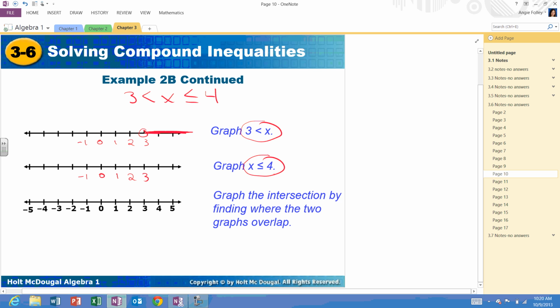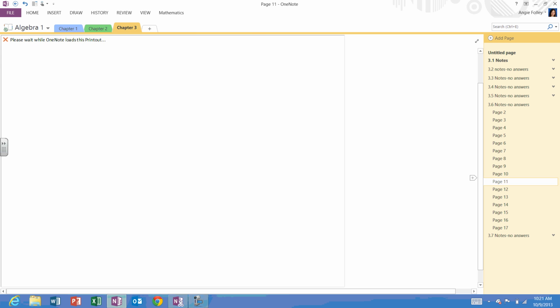Now the second one, x is less than or equal to 4. I'm going to do a closed circle at 4. And it's everything x is less than, so everything this way. Now the intersection is everything right here. So I've got an open circle at 3, closed circle at 4, and it's where they overlap. Okay, and you don't have to graph the two inequalities separately, but I'm just showing you where that's coming from in case you're confused by it.